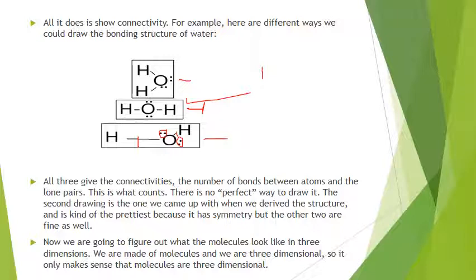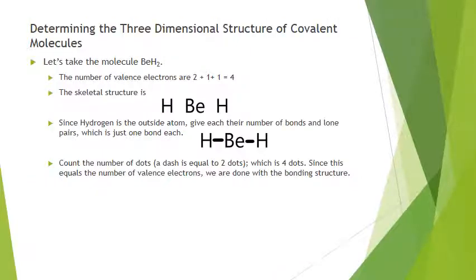Now, when we write it two-dimensionally on a board, we do like to draw it in a way that represents it as three-dimensional as well. It's hard, and you kind of just have to visualize it. So what we want to do is find the three-dimensional structure of covalent molecules, and we're going to start out with beryllium dihydride. So let's find out its bonding structure.